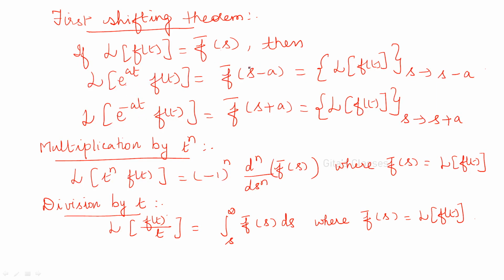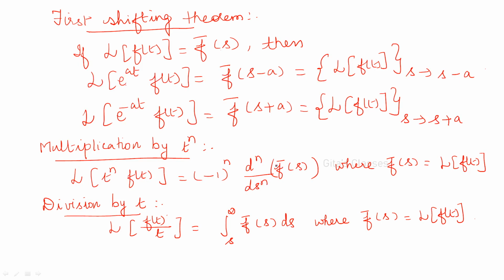without this e power at or e power minus at, you find the Laplace transform. That is our L of f of t, and replace s by s minus a or s plus a accordingly. And please remember, multiplication is always related to differentiation and division is always related to integration here. So L of t power n into f of t. If it is multiplied by t power n, then minus 1 power n d power n by ds power n into f bar of s.